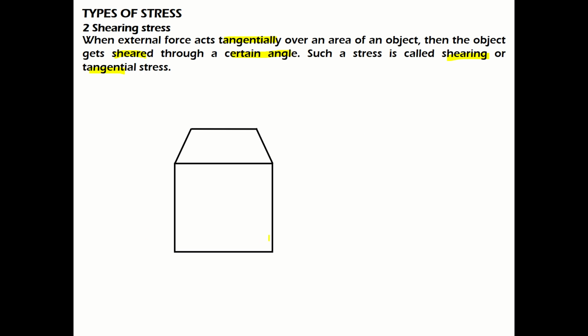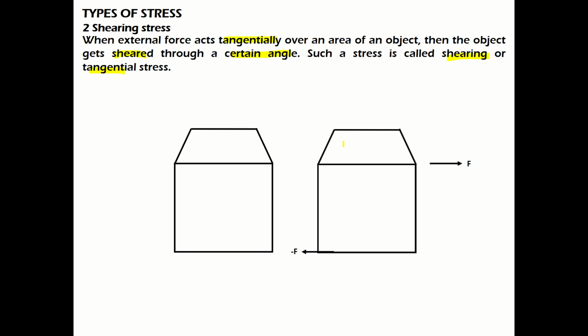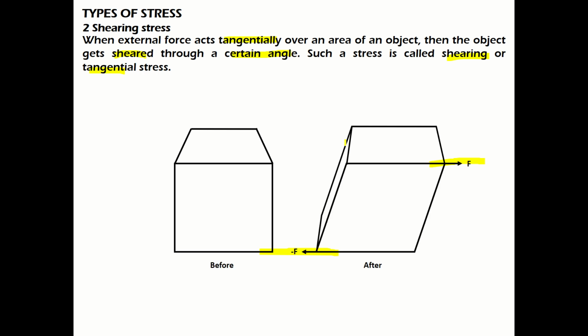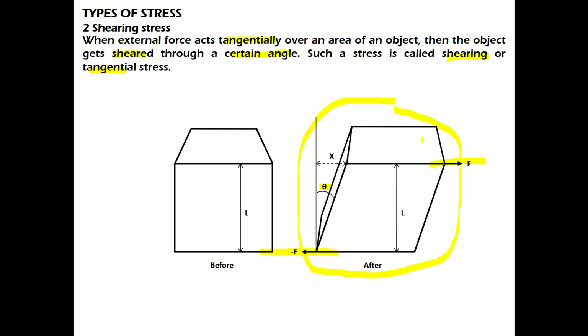Suppose this is an object, and if we apply the tangential force on it, on the upper surface we are applying the force in this direction, and on the bottom surface we are applying the force in the opposite direction. If both the forces are equal, then the object will shear along the direction of force. Suppose the length of this object is L and the degree of deformation is say X, and the object is sheared at an angle theta. Then under this situation the object is said to be under shearing stress.